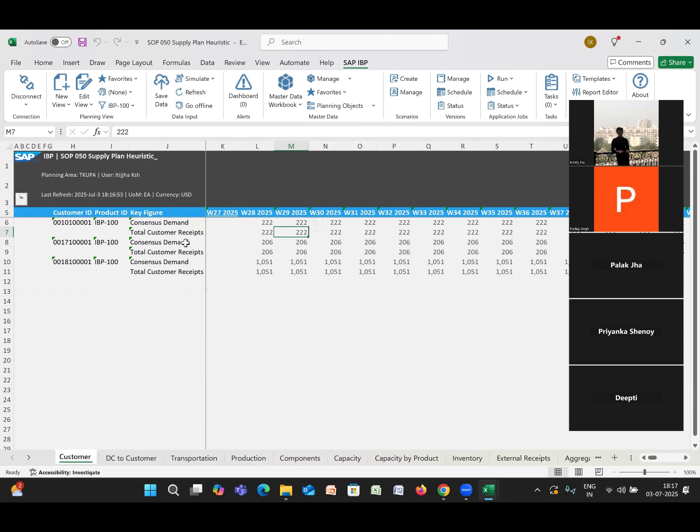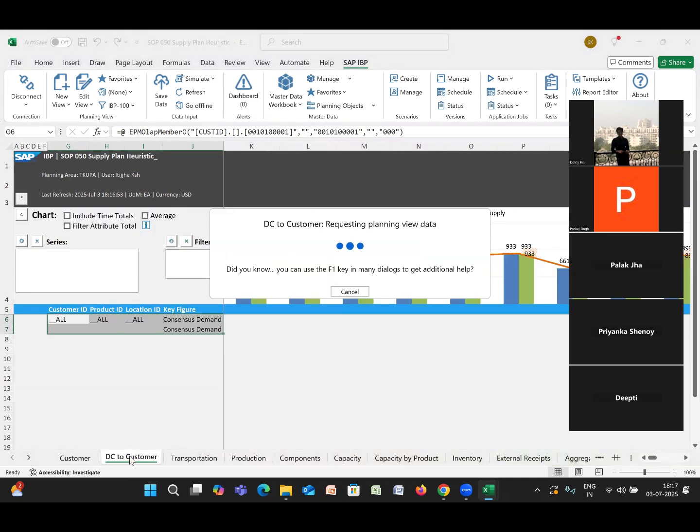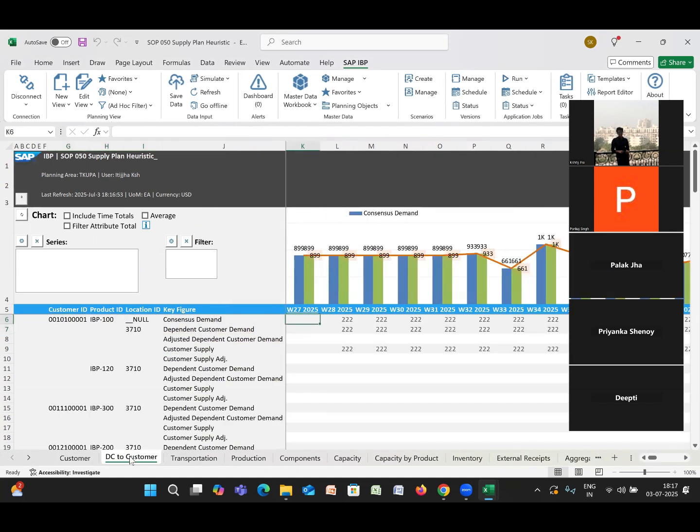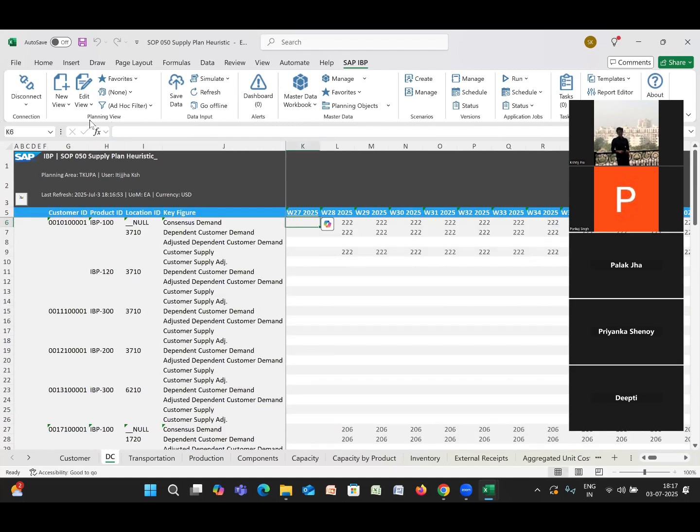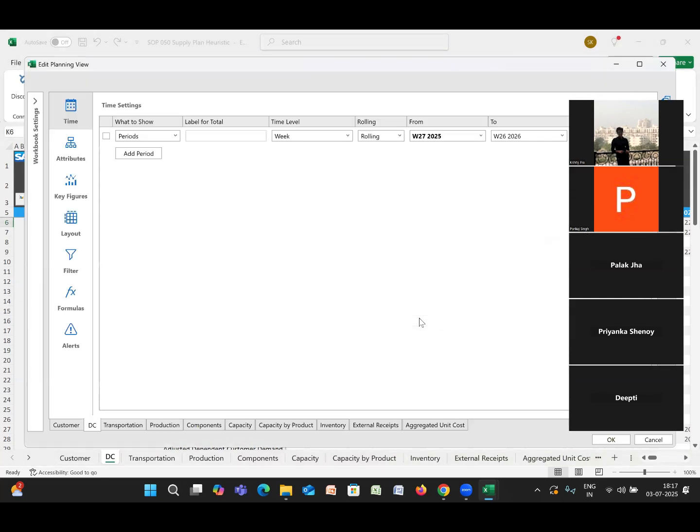Then next comes where this customer will get this product, IBP 100, in 222 quantities or whatever quantity in these buckets. So who supplies this product IBP 100 to this customer? Who supplies this? So the DC supplies it. So we will have to look at the DC. So we will rename this tab as DC and we will keep appropriate key figures and attributes for you to be able to visualize it properly.